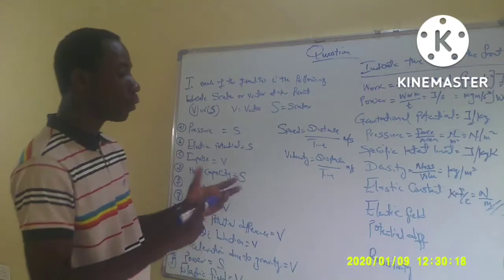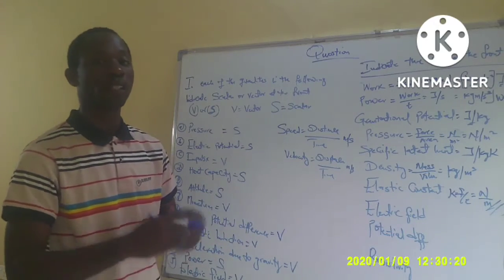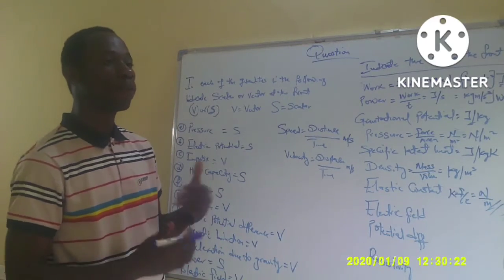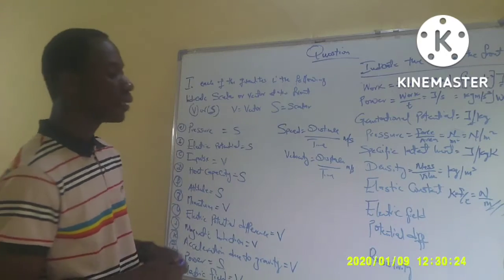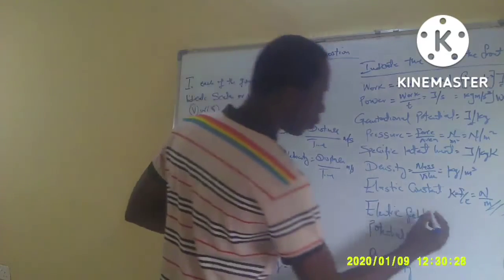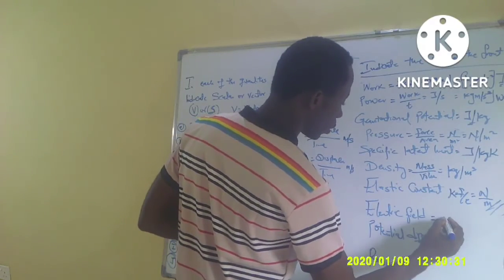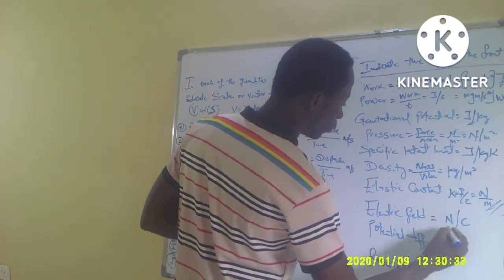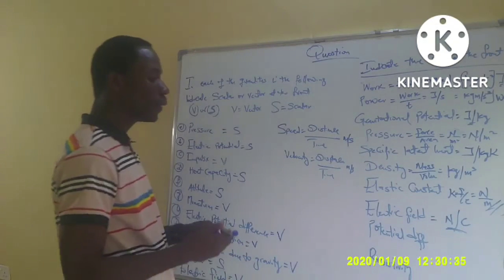What about electric field? Electric field is actually the ratio of the force to the charge. It is the force acting on the charge in an electric circuit or in the conductor. So we can say the unit of electric field is what? Newton per coulomb.